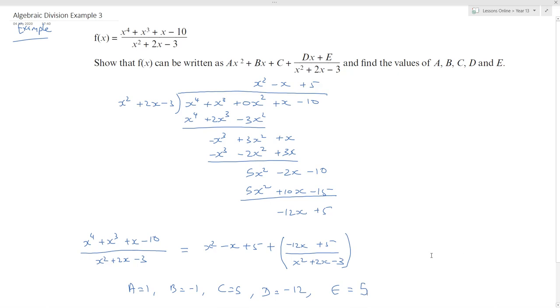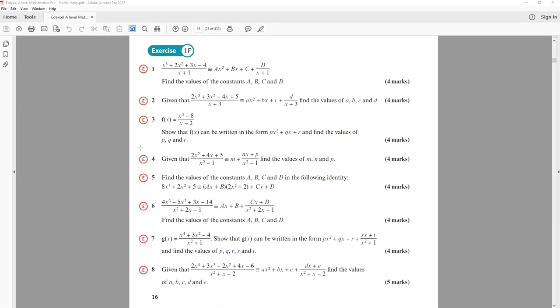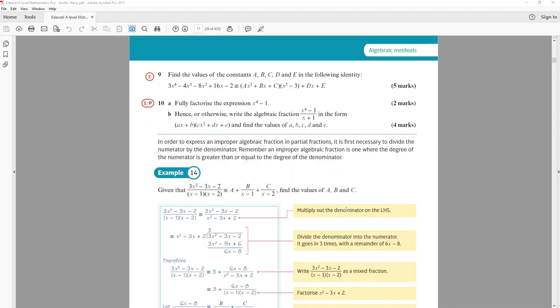Now is making some notes on this example. If you want to hit pause, and then when you're ready, you can do some questions for me. So hit pause when you're ready, hit play again, and you can have a look at the questions. So it's exercise 1F on page 16, and you've got 10 questions altogether, 8 on this page, and finishing off with 2 more on the following page. So good luck.